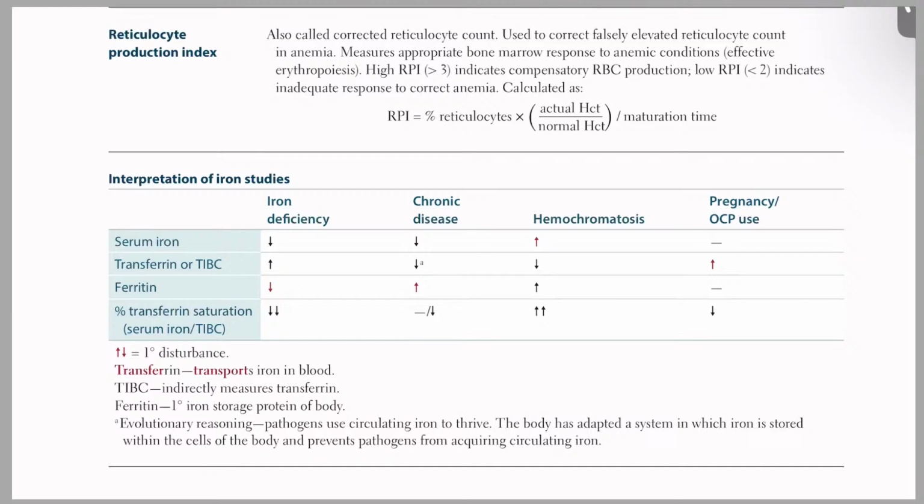Ferritin: iron deficiency decreases, chronic disease increases, hemochromatosis increases, pregnancy or OCP use no change. Percentage transferrin saturation, serum iron over TIBC: iron deficiency decreases, chronic disease decreases, hemochromatosis increases, pregnancy decreases. Increase versus decrease, primary disturbance.